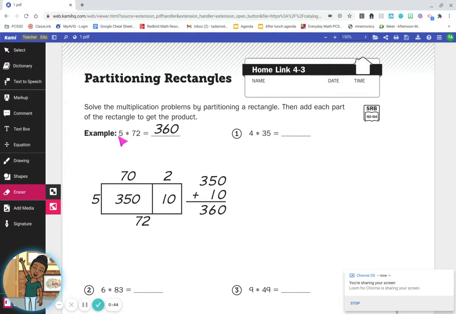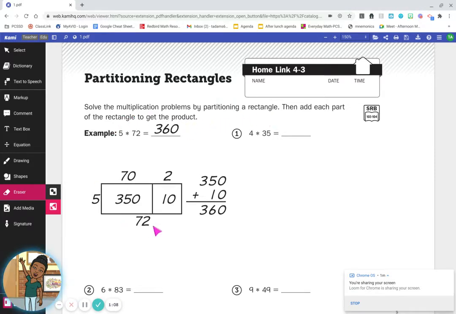What are these two numbers called? If our problem is 5 times 72 equals 360, 360 is our product. What are 5 and 72? Yes, they are our factors. So the numbers that we multiply are our factors, and the answer is the product. So we are finding the product.